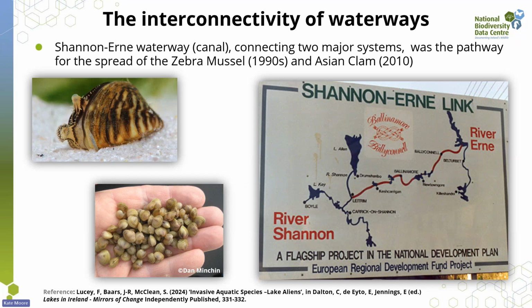One example of how invasive species get here is through the interconnectivity of our waterways. We saw how in the early 90s, the zebra mussel and then the Asian clam in 2010 arrived here through the Shannon-Erne waterway, which is actually a canal that connects the River Shannon and the River Erne in the north.